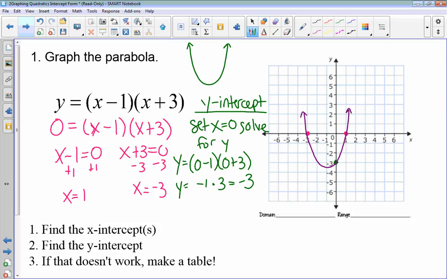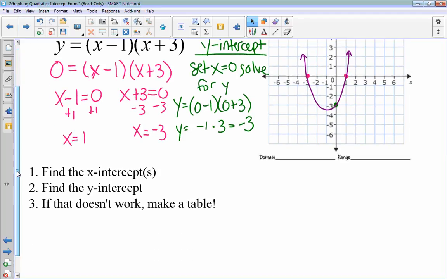Okay, so take a second, pause the video, and write down these steps. Number 1, find the x-intercept. Number 2, find the y-intercept. If those don't work, make a table. That's always going to be our backup. Step 4, which I don't have on here, graph a perfect u.